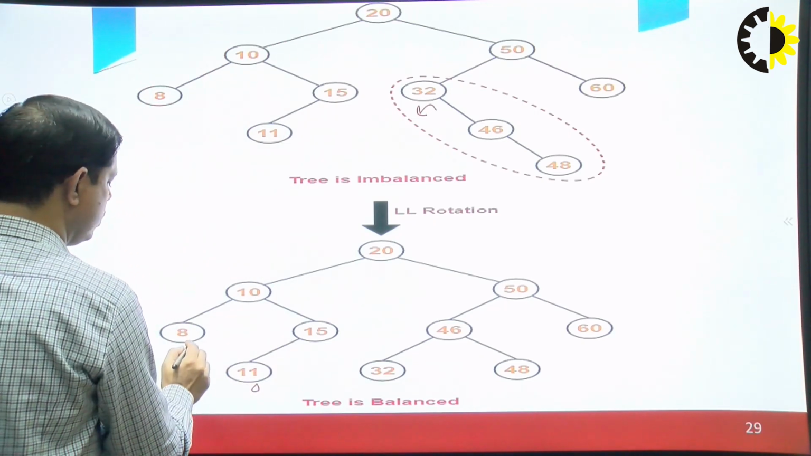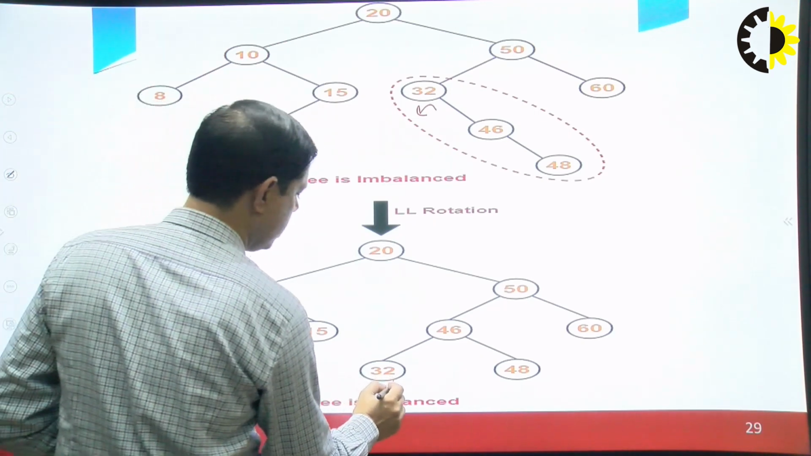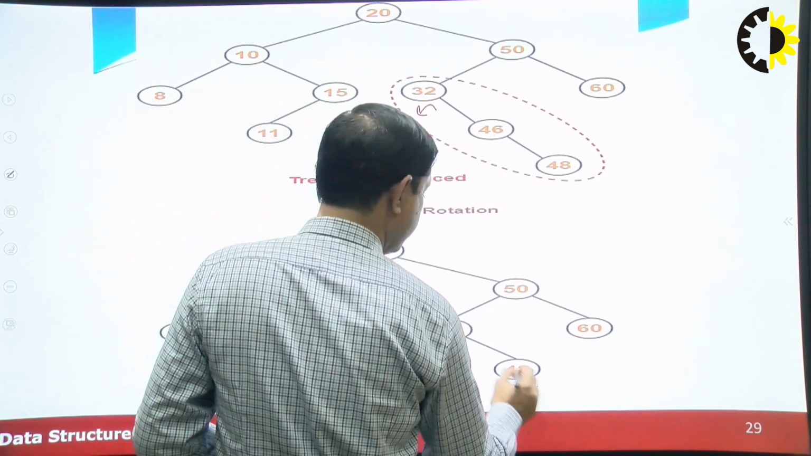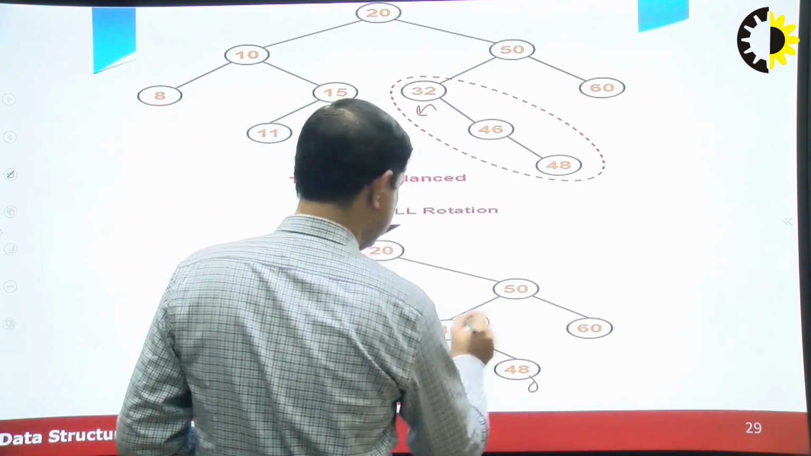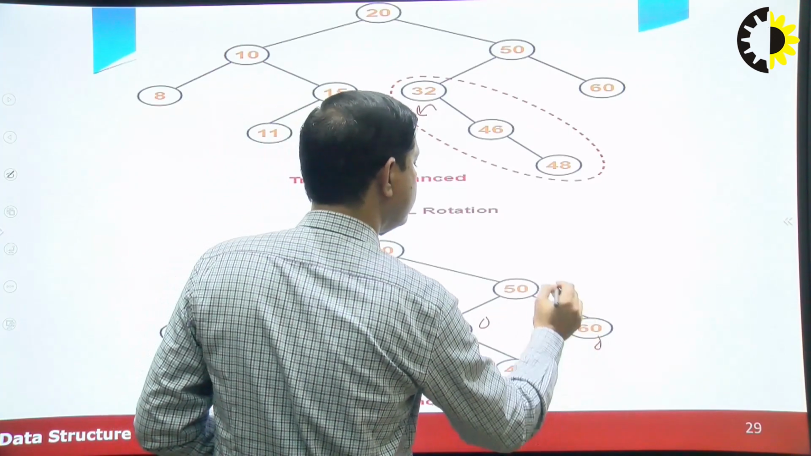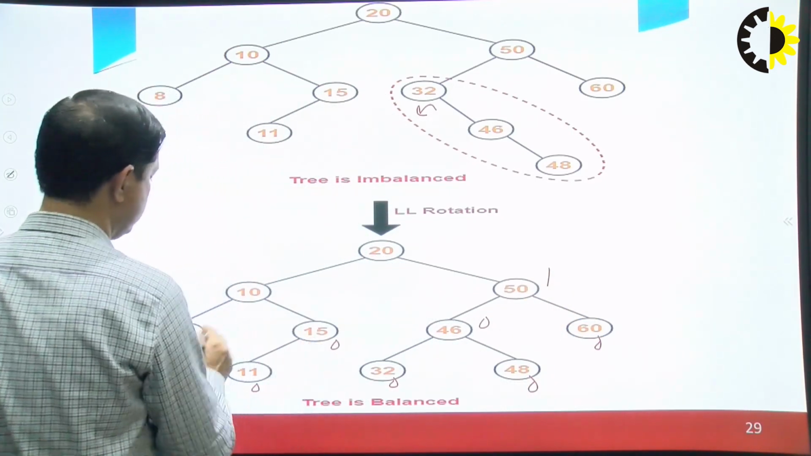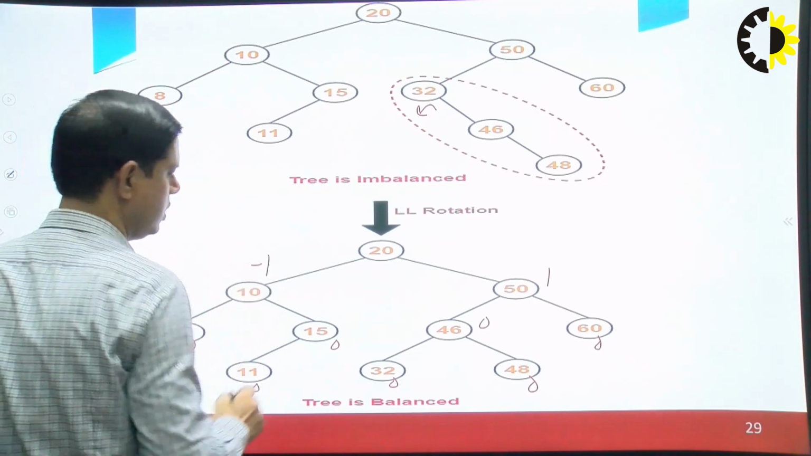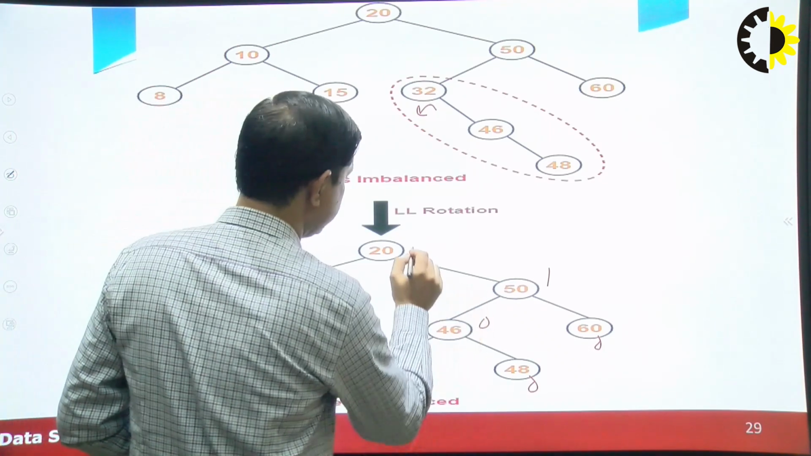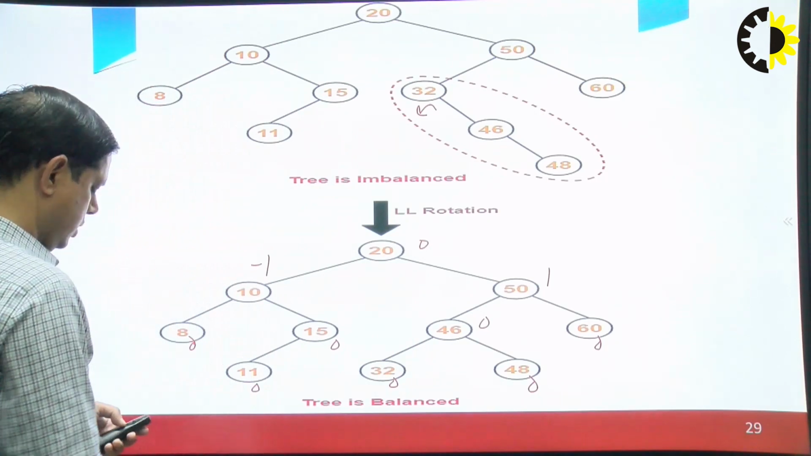For 11 it is 0, for 8 it is 0, for 32 it is 0, 48 is 0, that is 1 minus 1, 0, 2 minus 1, that is 1, 1 minus 0, that is 0, 1 minus 2, that is minus 1, 3 minus 3, that is 0. That means the tree is balanced.